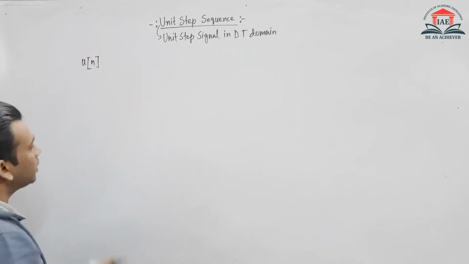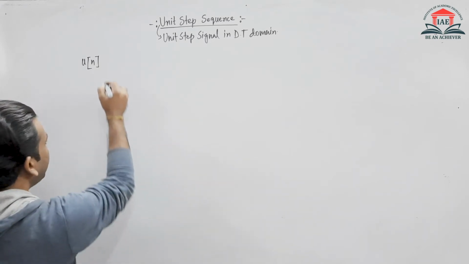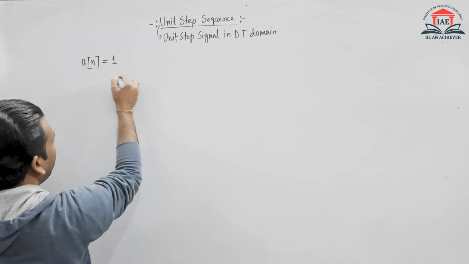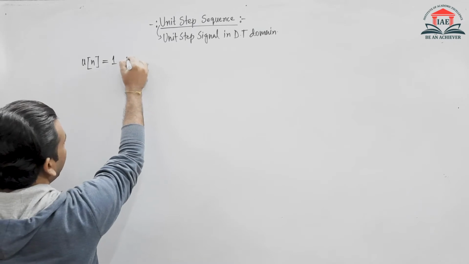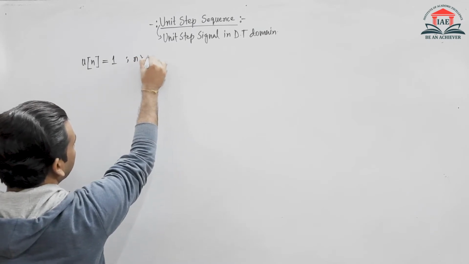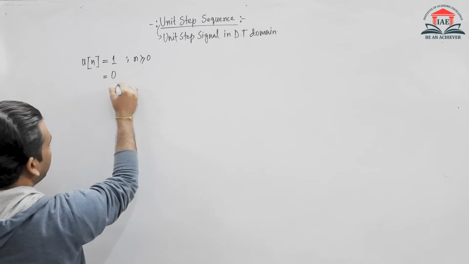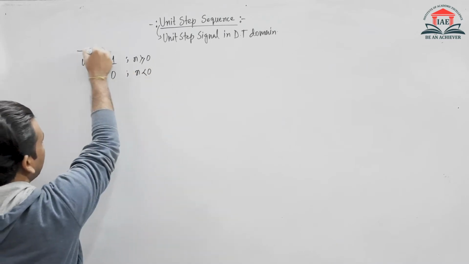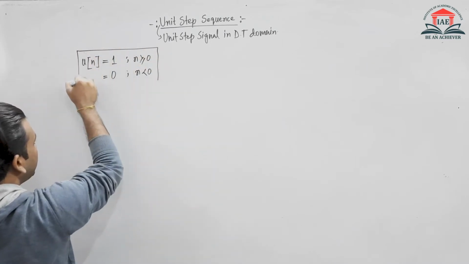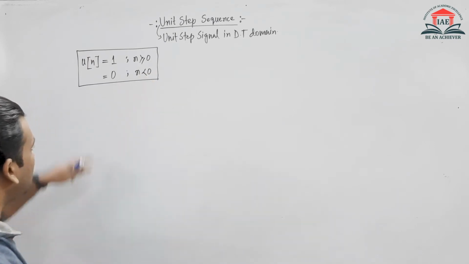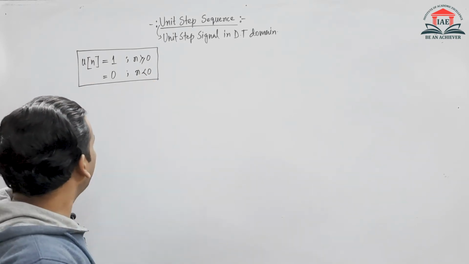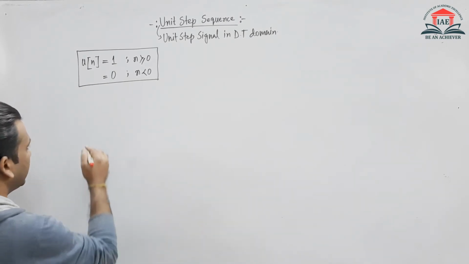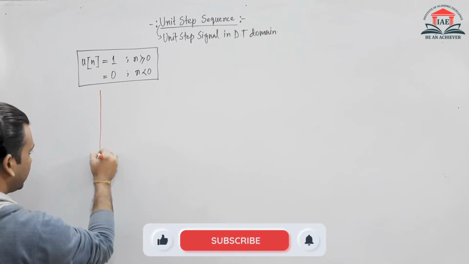So what will be the definition of this unit step sequence? The mathematical definition is that u of n will have a value or magnitude of 1 when n is greater than or equal to 0, and it will have 0 value when n is less than 0. So this is the basic definition of a unit step sequence u of n. So if this is the mathematical equation for u of n, what will be the graphical representation? Let's look at it. The graphical representation looks like this.